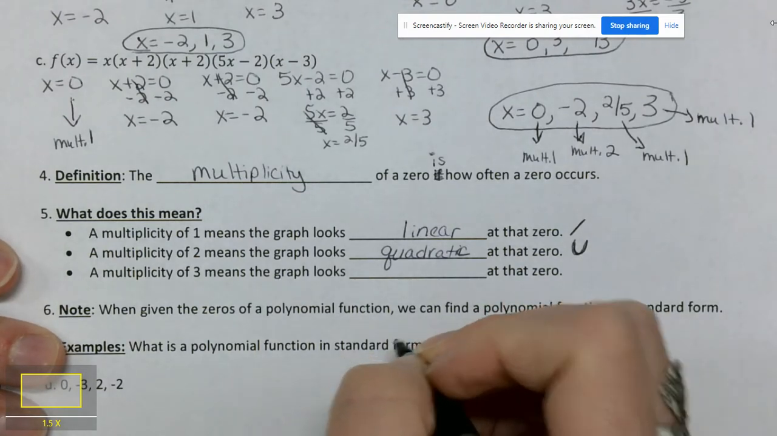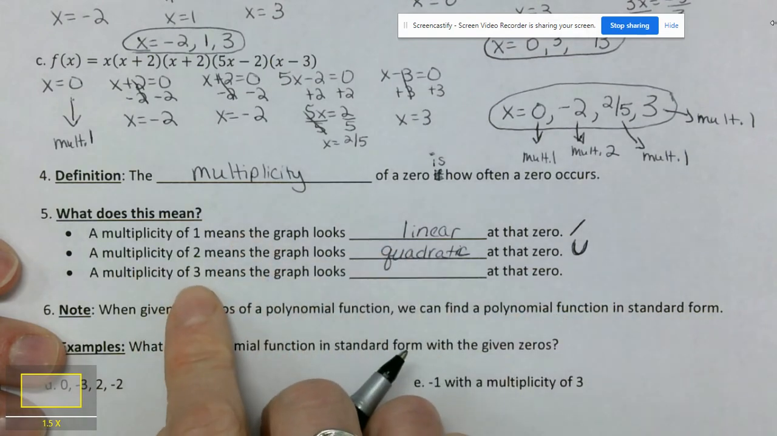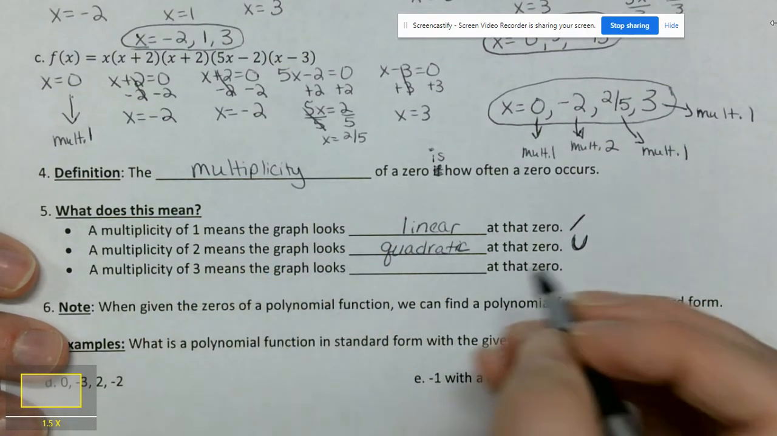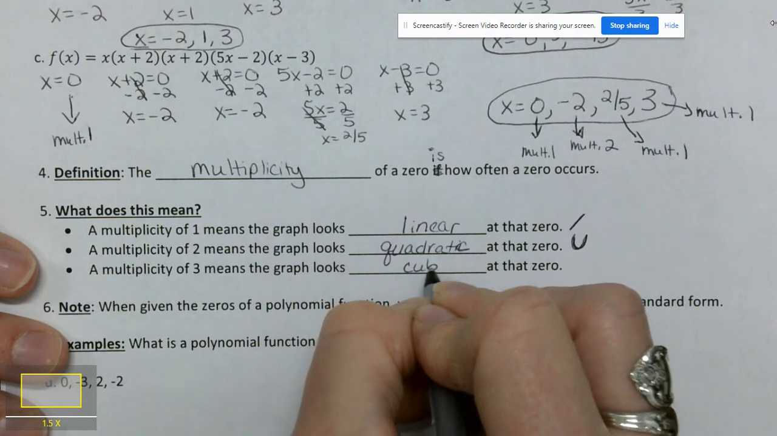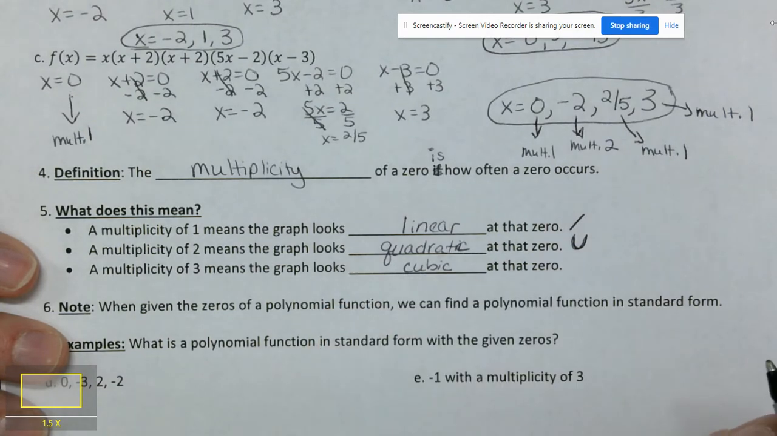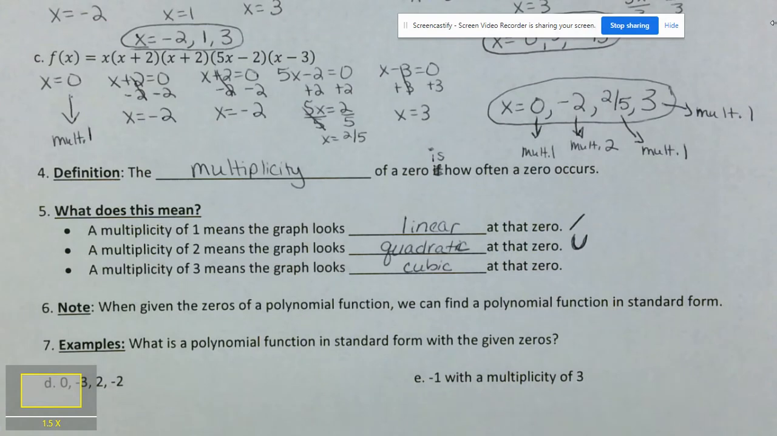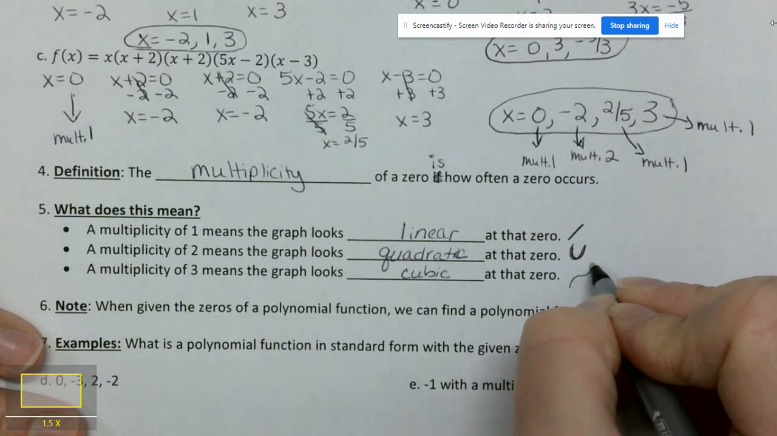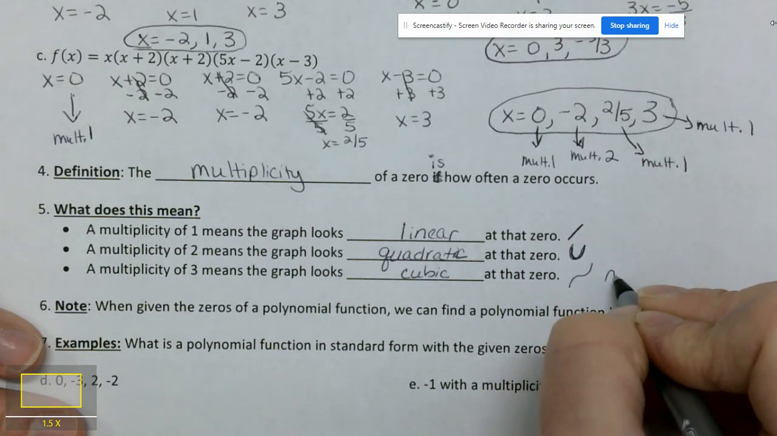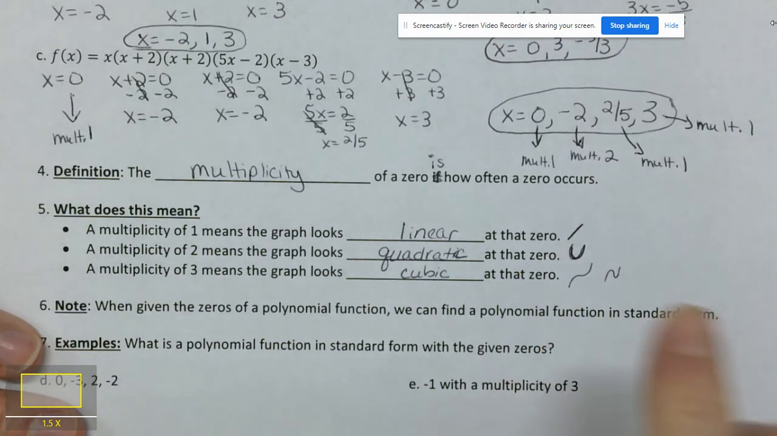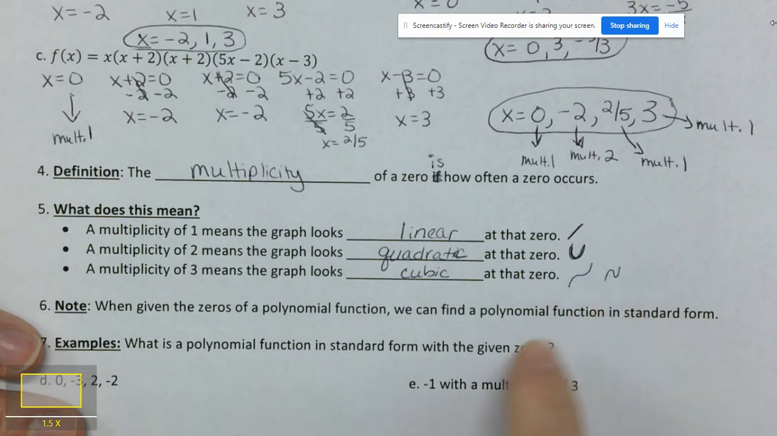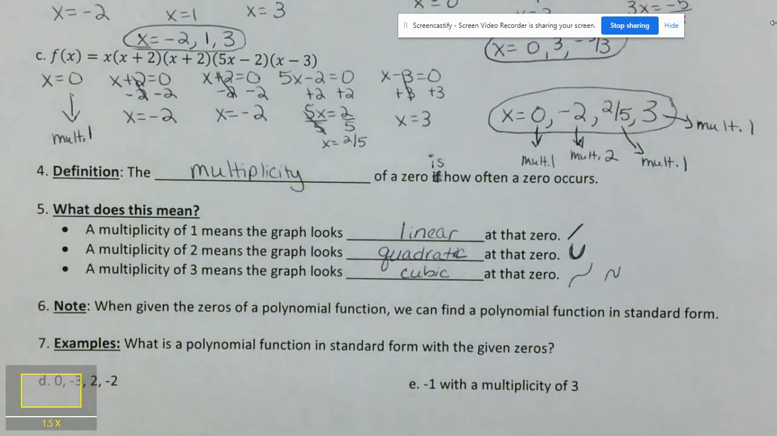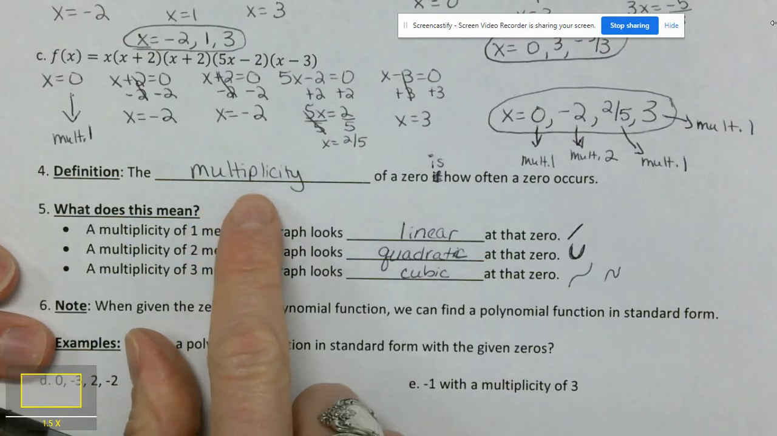Then, if you have a multiplicity of 3, which can occur, that means that your graph is going to look cubic at that 0. Now, we know that cubic can have different ways that it looks, okay? So you can either have a cubic that looks like this, or you could have a cubic that does something like that, okay? So it could depend on what kind of graph it is, but it's going to have a cubic look to it.